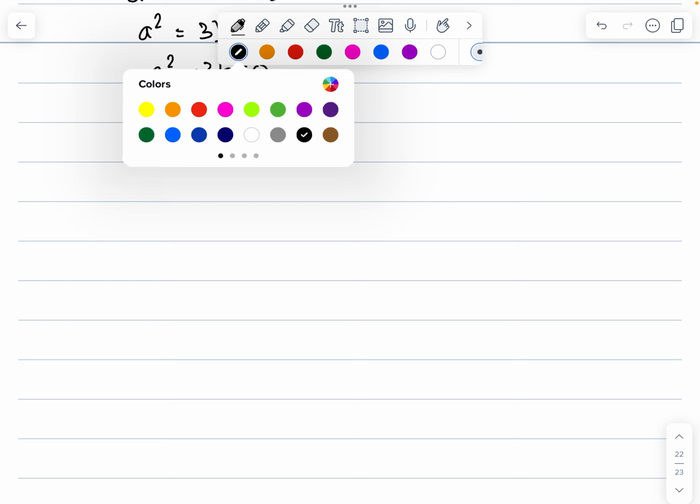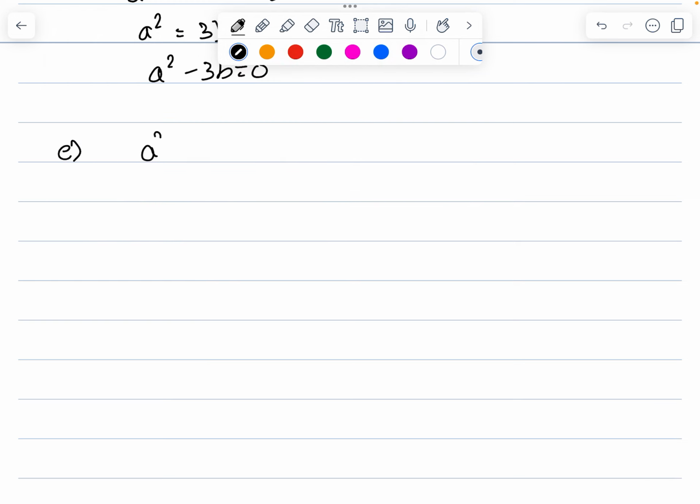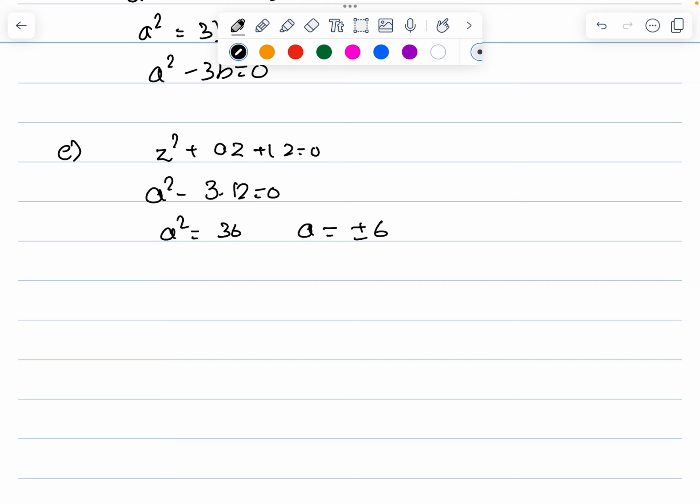Now in the next part, part E, z square plus az plus 12 equals 0. What does that become now? a square minus 3 times 12 equals 0. So a square equals 36. So a equals plus or minus 6.